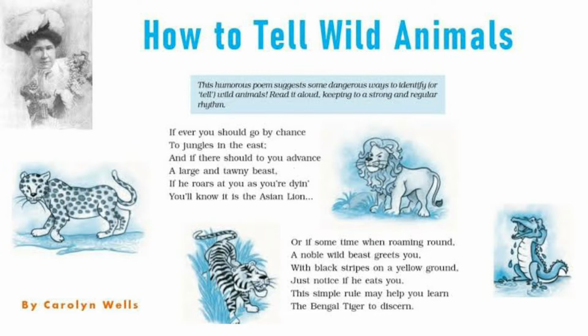The poet then describes the Asian lion, stating that if an animal with yellowish-brown skin color roars at you and you get so afraid that you die out of fear, then it means you have met with an Asian lion.